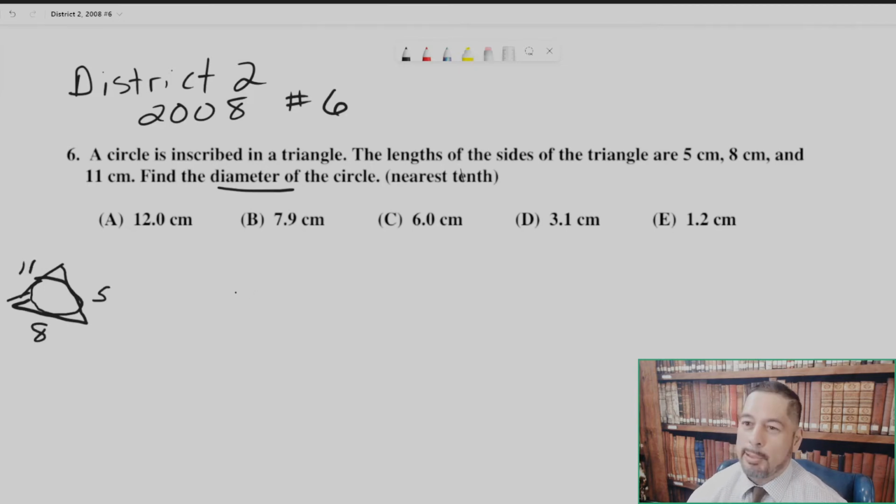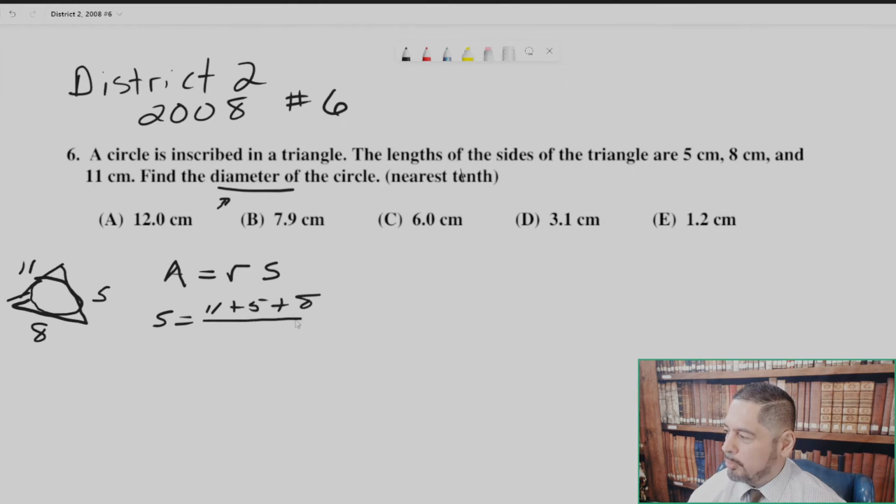So I'm going to use a theorem, besides Heron's formula, that says that the area of the triangle is equal to the inradius, which is the radius of the inscribed circle, times the semi-perimeter. Heron's formula will give us the area of the triangle, and part of Heron's formula is the semi-perimeter, and we'll be able to solve for the radius, but remember we have to double it because it asks for the diameter.